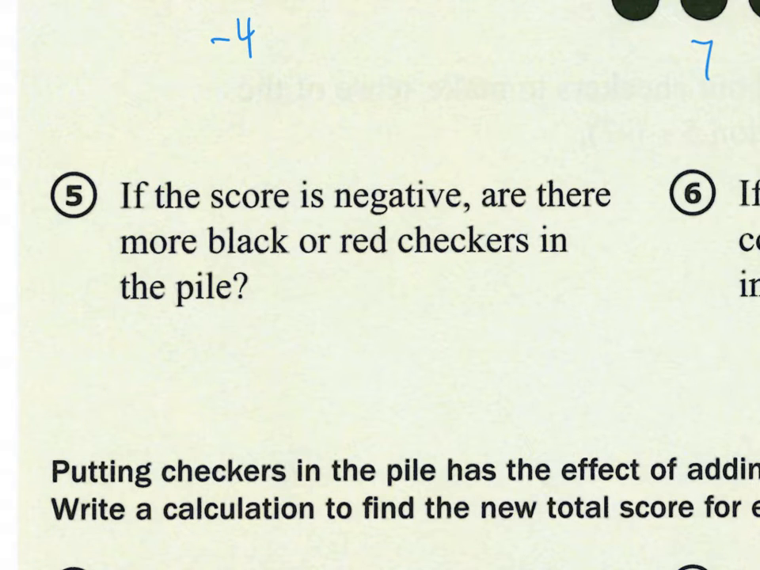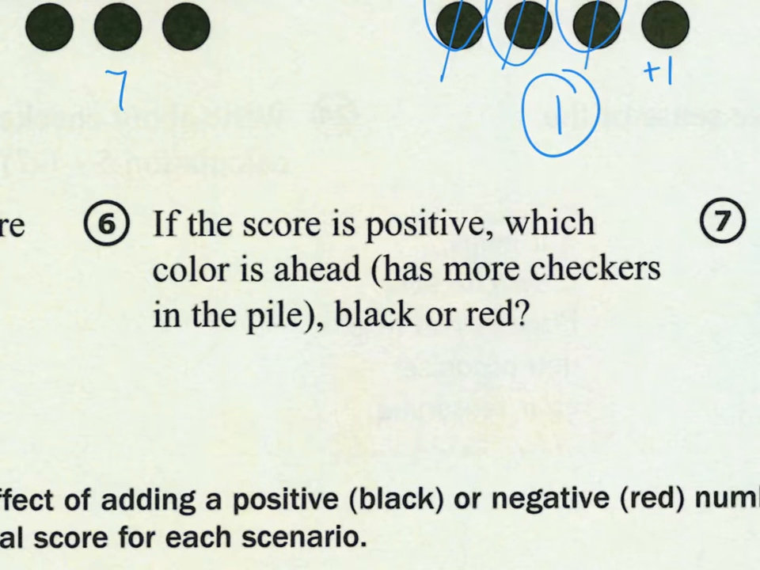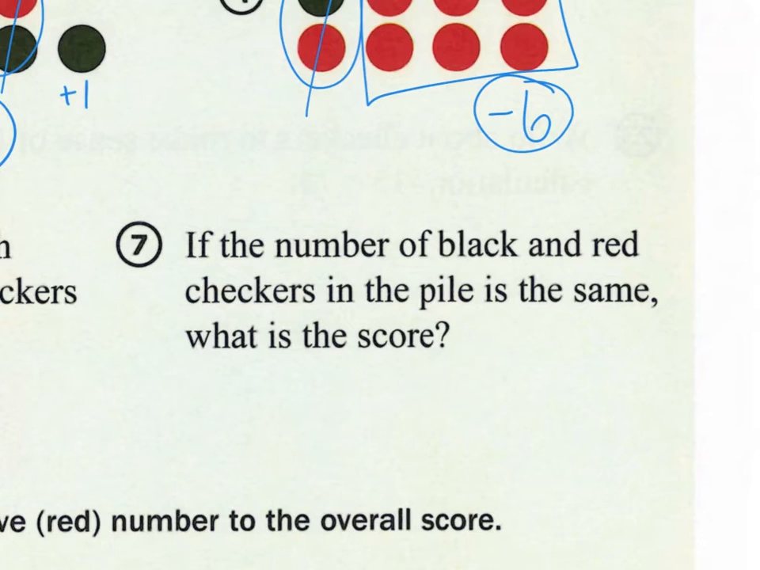Number 5, if the score is negative, are there more black or red checkers in the pile? In order for it to be negative, there needs to be more red checkers, because that's what's going to make your number negative. Number 6, if the score is positive, which color is ahead or has more checkers? If you have a positive number, that means you have more black checkers, or your positive 1s.